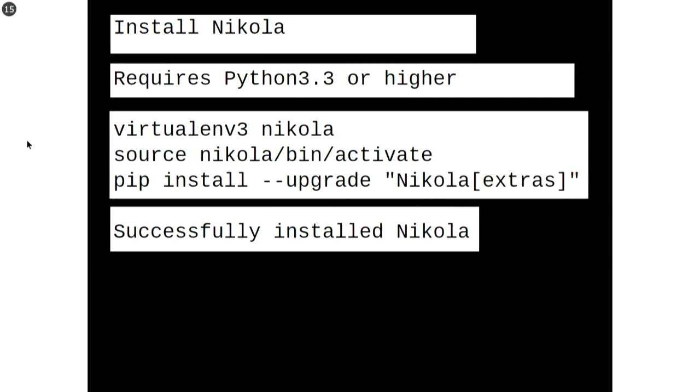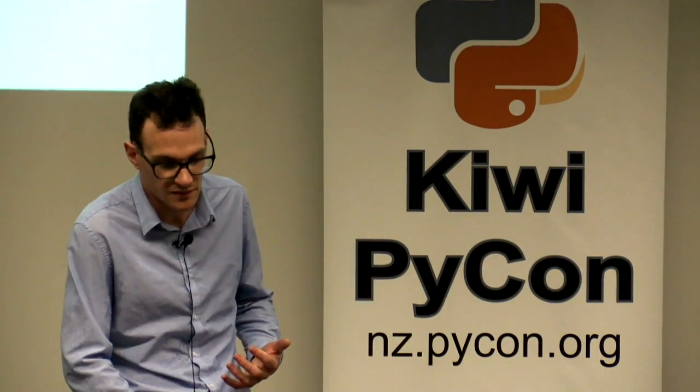Okay, installing Nikola. They recommend to have Python 3.3 or higher. They actually recently dropped support for Python 2.7 partially. They still support it a little bit, but they really recommend using Python 3, which is good. And of course, they recommend using a virtual environment and running it under that.